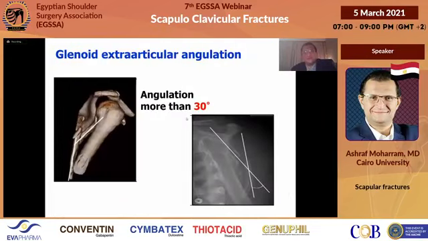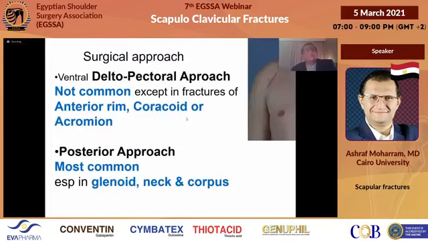What about extra-articular body angulation? More than 30 degrees is associated with scapular dyskinesia and is considered an indication for surgery. And definitely more than 45 degrees is an absolute indication for surgery.